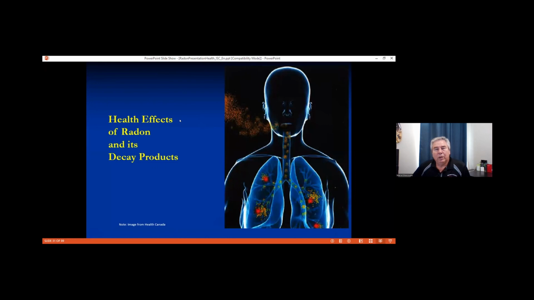So we're going to talk about the health effects now of radon and the radon decay products. And again, the major health risk is lung cancer.